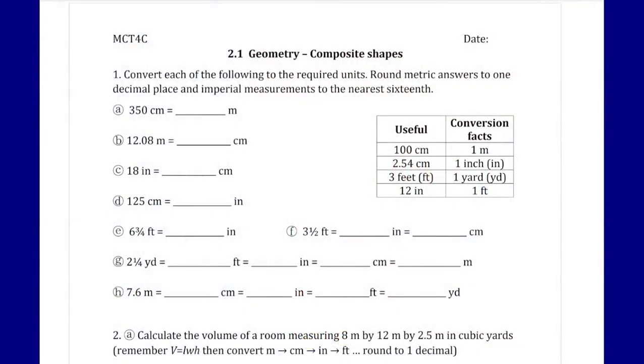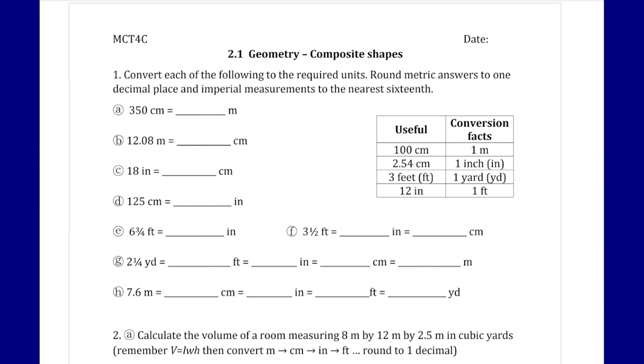In today's lesson, we are going to be looking at some composite shapes. And before we get into our composite shapes, we want to look at some unit conversions, because we may have to convert between units when finding area and perimeter and volume of different shapes. So we have our useful conversion facts over here, and we're given a bunch of measurements and we just want to convert them where possible.